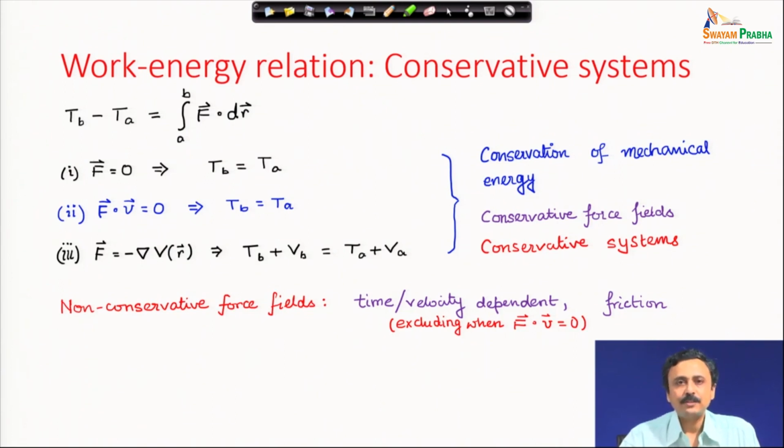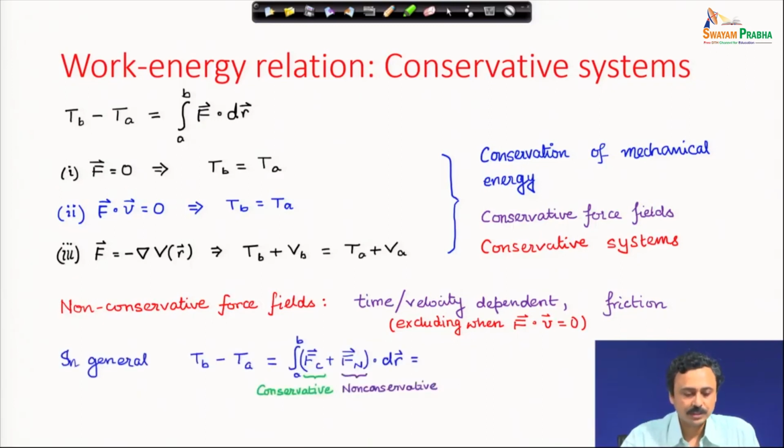Wherever the force is a function of time or velocity, as you may know, it is very common, damping, viscous damping has a force which is dependent on velocity. Such systems are non-conservative, excluding of course the case where F dot v is 0, like a charged particle in a magnetic field, and then it becomes conservative. So, the force is velocity dependent, but it is still conservative. Then friction, dry friction, let us say, there also it becomes non-conservative. So, these are non-conservative force fields.